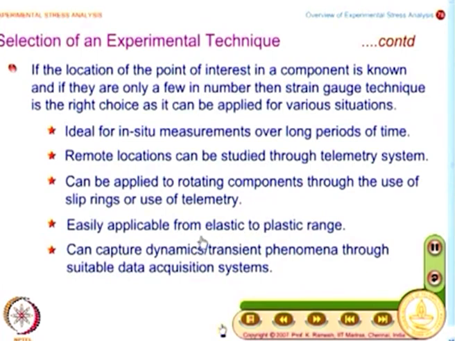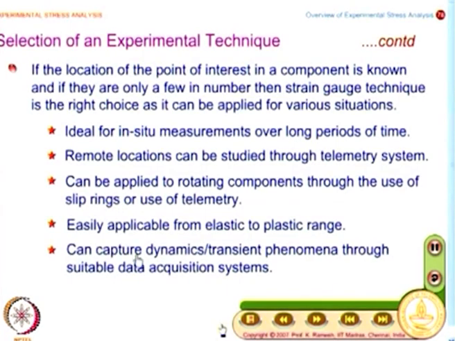Some problems you will be able to assess that you live within the elastic region, but in some experiments you may want to go up to the failure. So, you may also get into the plastic range. So, you should know the range. If you have to go from elastic to plastic range, then strain gauge is ideal. And another advantage is it can also capture dynamics and transient phenomena through suitable data acquisition systems.